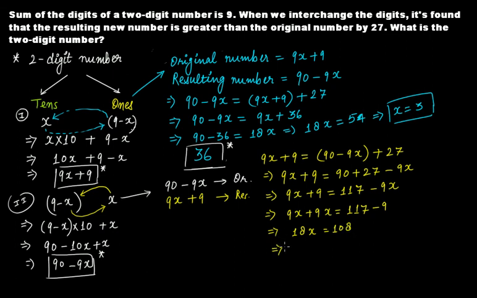And then if you solve it, you get x as 6. Okay, so in the second case your x comes as 6. What will be at the tens place? 9 minus 6, that is 3. What will be at the ones place? That is 6. Ooh, we got the same result, right? So whether you follow this first one or you follow this second one, in both the cases you are going to get the same result, right?